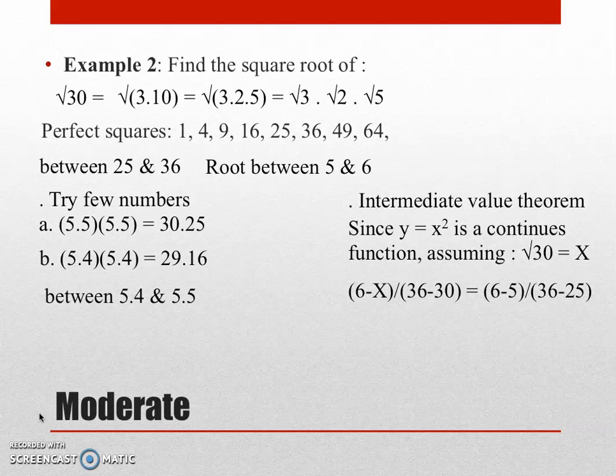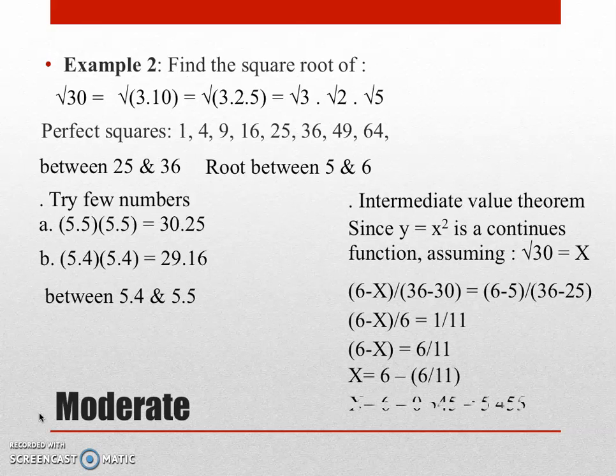And here our function is x squared. So to get x, we just need to solve this equation. Simplifying the equation, we get 6 minus x over 6 is equal to 1 over 11. We multiply both sides by 6, and we just transfer the variable to one side and all the constants to the other side. And if you punch 6 over 11 in your calculator, you get 0.545. So here x is equal to 5.455, and that's exactly between 5.4 and 5.5.